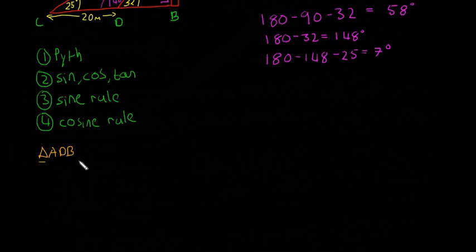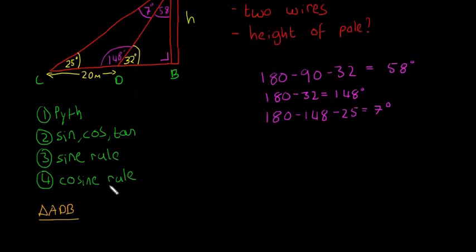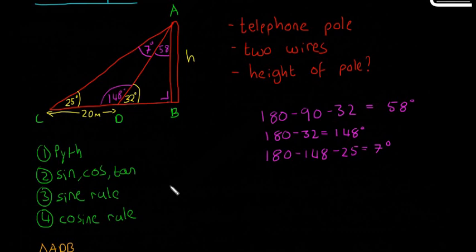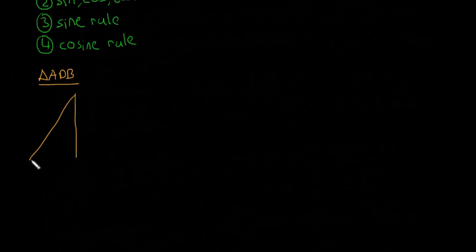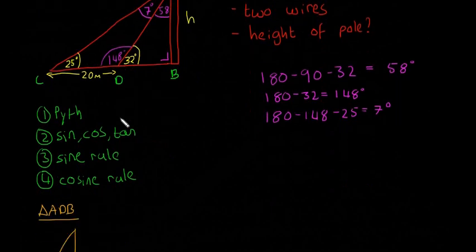ADB. Okay, so that's just a symbol for a triangle, that's the letter A, so you don't get a little confused. And it's going to be this, this, and this. So we're going to have a triangle like this. It's going to be a right angle triangle. This is going to be H. This is 32 degrees. And this is 58, isn't it?